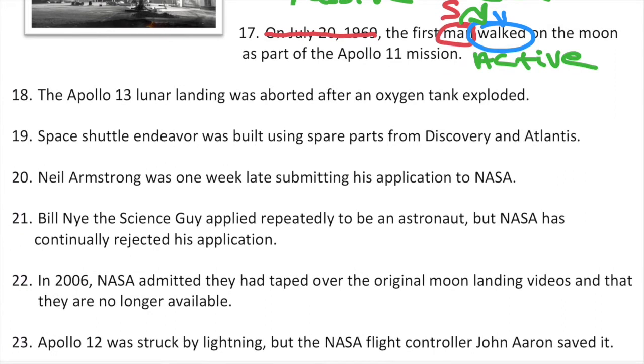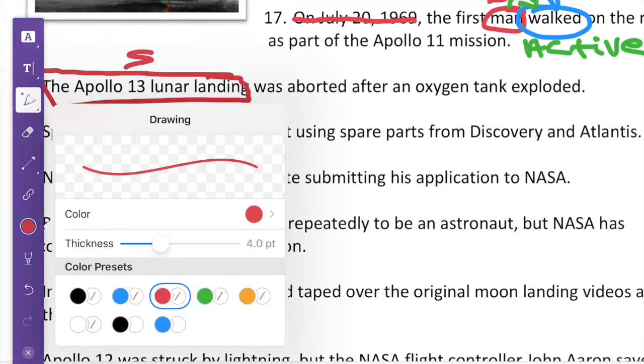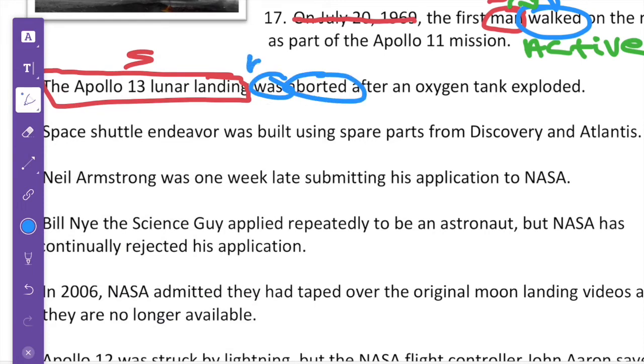All right, 18, the Apollo 13 lunar landing was aborted after an oxygen tank exploded. Whoa, okay, let's take a look at our subject. First noun, Apollo 13 lunar landing. This whole thing is our subject. Okay, now we're looking for the verb, was aborted. Here we have a helping verb and a main verb. That means it might be passive voice, so we have to ask ourselves, is Apollo 13, the lunar landing, aborting things or are they being aborted? Well, here, they're being aborted, so they are receiving the action. So since our arrow is going backwards, this is an example of a passive voice sentence.